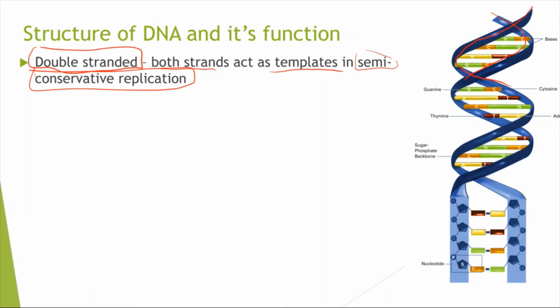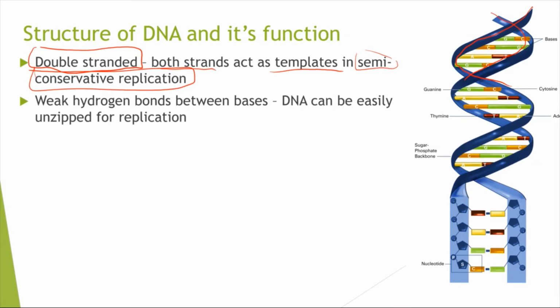When both of these strands separate, both strands can act as a template in semi-conservative replication, so when DNA replicates. And because DNA has weak hydrogen bonds between bases, even though it has loads of these hydrogen bonds, because they're quite weak, they are nowhere near as strong as the covalent bonds, and they can be broken easily. That's why DNA can be easily unzipped. So when these hydrogen bonds are broken, the DNA can be easily unzipped for replication.